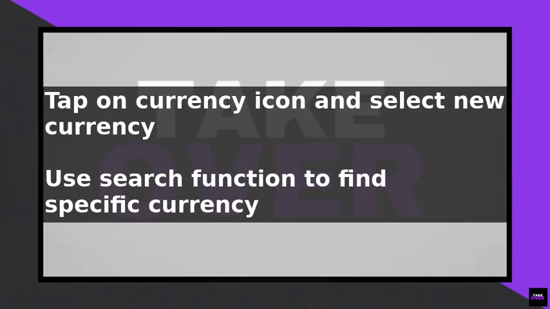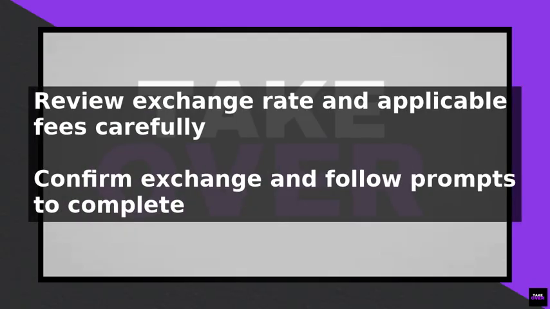Once you have selected the currency, Revolut will display the current exchange rate and the amount of money you will receive after the exchange. Before confirming the exchange, make sure to review the exchange rate and any applicable fees. Revolut offers competitive exchange rates and low fees, but it is always a good idea to double-check before making a transaction. To confirm the exchange, tap on the exchange button and follow the prompts to complete the transaction.